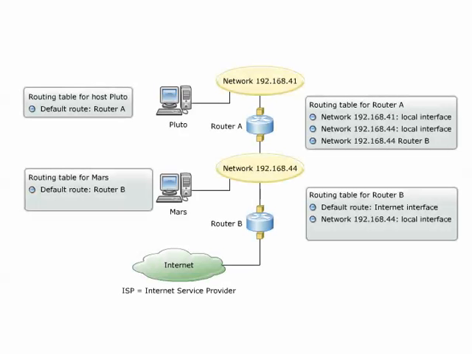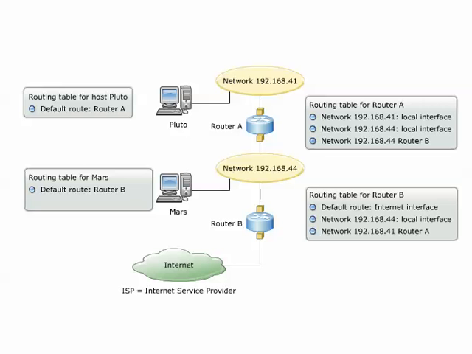In this example, the host Mars wants to communicate directly with the host Pluto. Mars uses router B as the default router. Router B has added router A to the routing table and can direct traffic to the network connected to router A. Mars starts the communication by sending the packets to Pluto through the default router B, since Pluto is not connected to the same network as Mars.